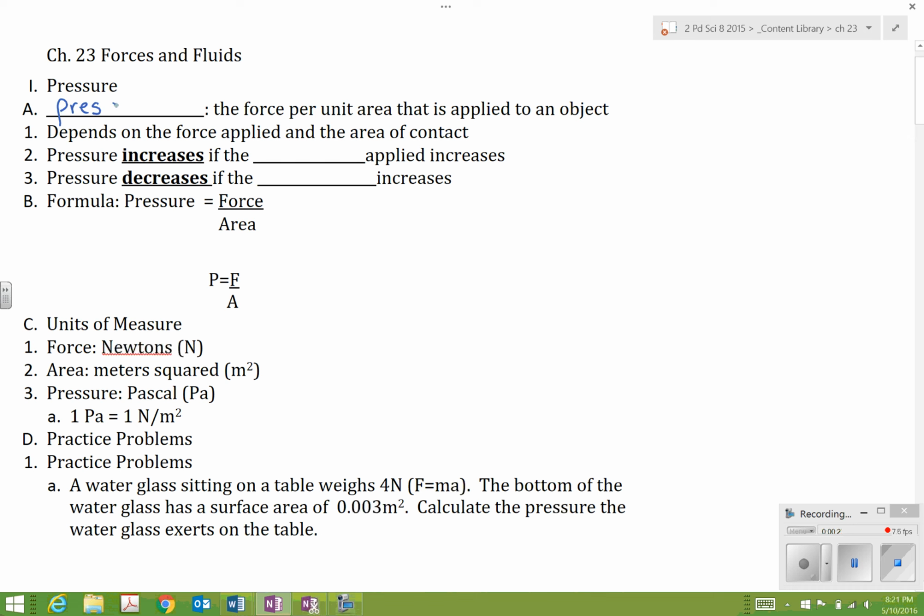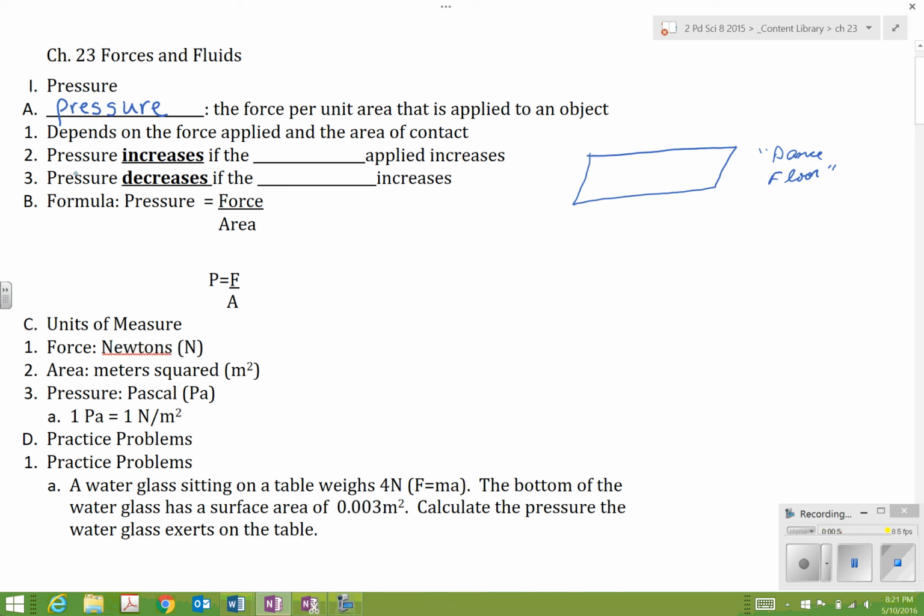So as I'm filling in on my paper, I'd like you to also be filling in on yours. The next sentence says, depends on the force applied and the area of contact. While we're thinking about pressure, let's think of a dance floor. Okay? So we've got a dance floor, and that is simply an area, right?